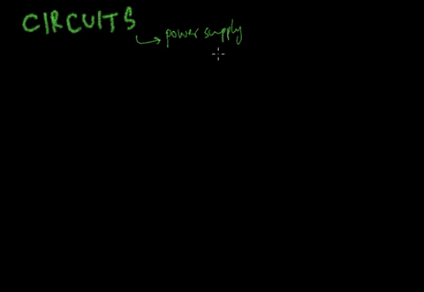Actually, there has to be a voltage because power is energy, rate of energy. Voltage gives us energy per coulomb, so this is referred to as the battery.